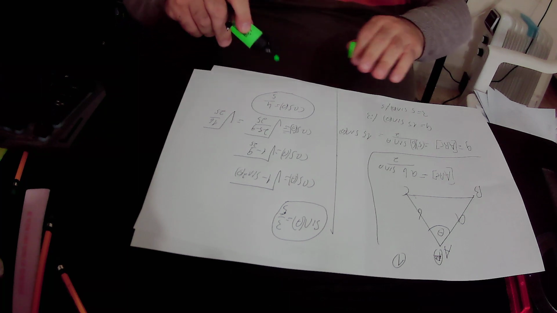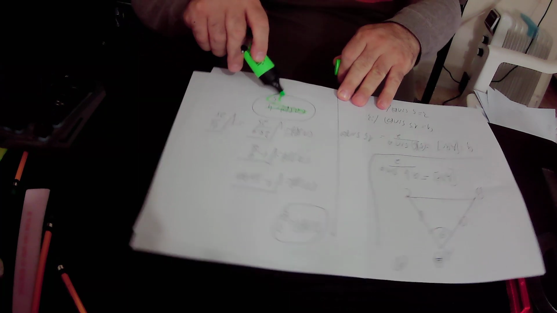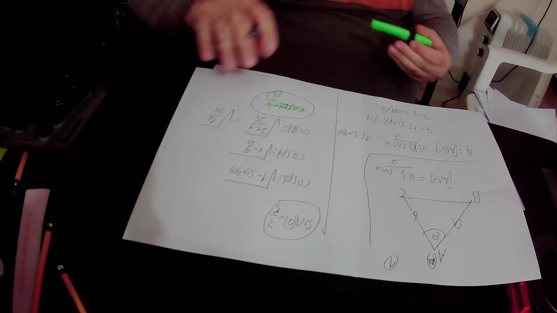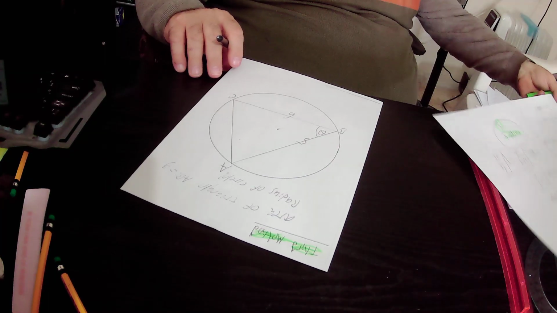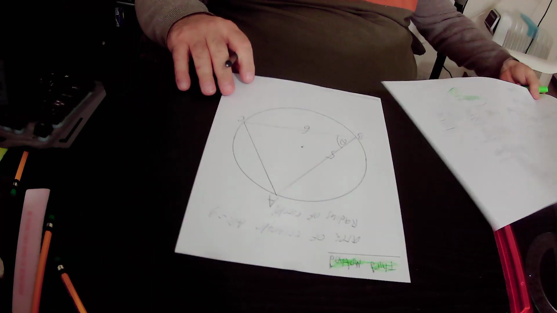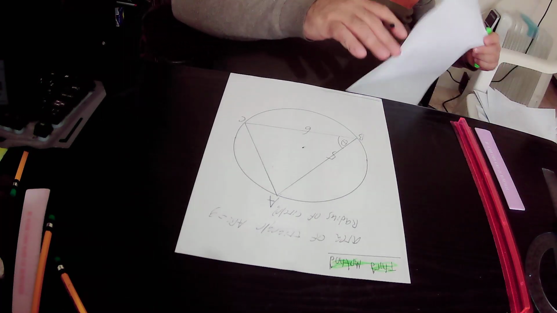In the next step, we will implement the law of cosines in our triangle ABC. Okay. So what is the law of cosines?